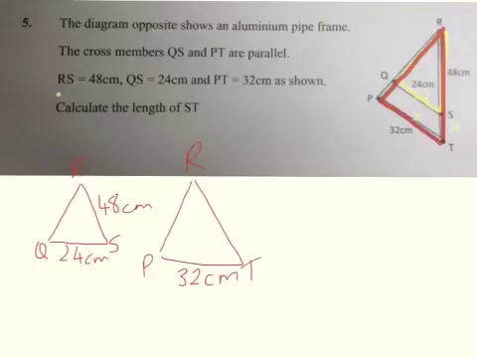But how do we know that we can use our scale factor? How do we know that we can apply similarity? Remember, we can only do similarity questions if all the angles are the same. So let's have a look at the angles to see if they are the same. Obviously, in the two triangles, this angle will be the same because it's the same angle for both RQS and PRT. These are both the same size.